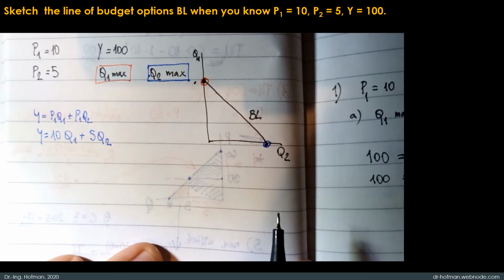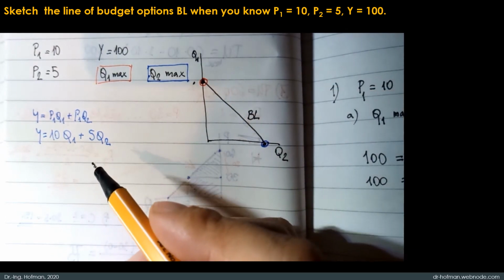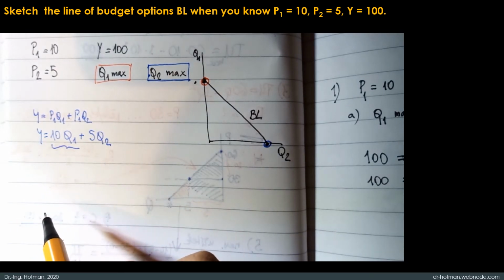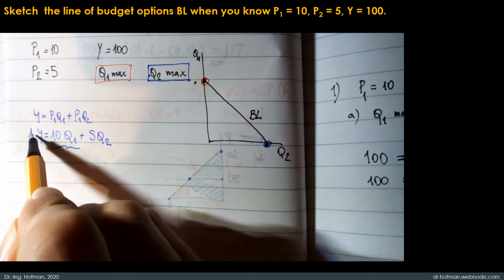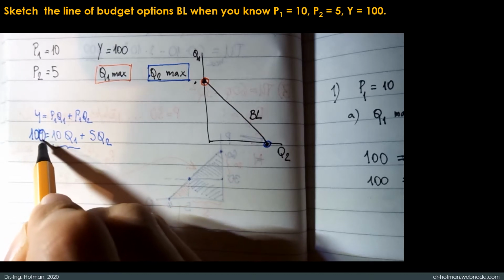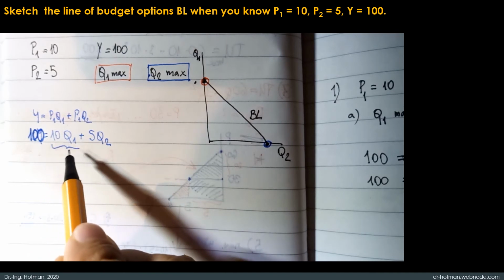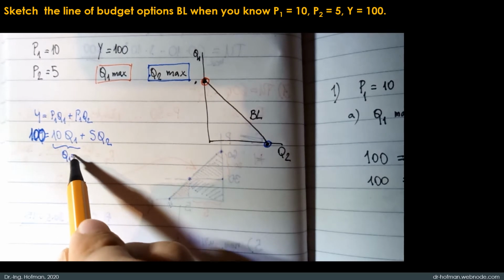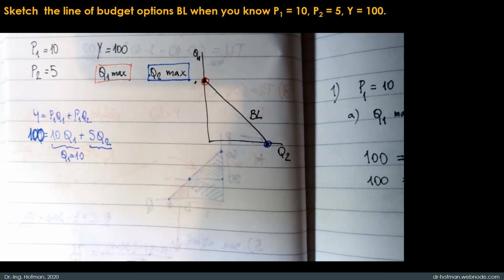And we are searching for the points Q1 and Q2. That is the equation of our budget line. We will now express this part for a budget of 100 euros. What is the maximum quantity of the first good we can buy if we do not buy any piece of product 2? So for Q2 0, it is Q1 max, maximum quantity of the first good, 10 pieces, 10 units.